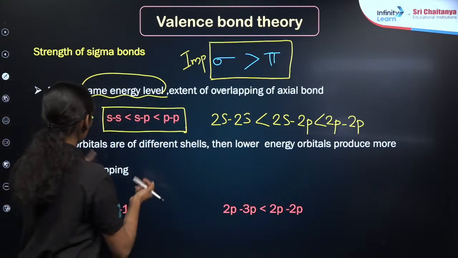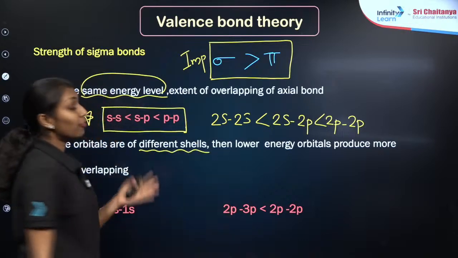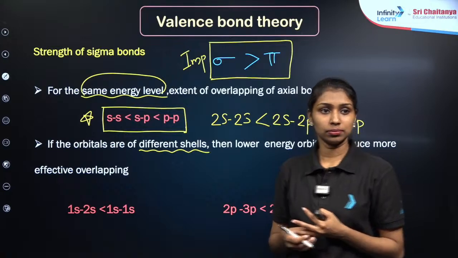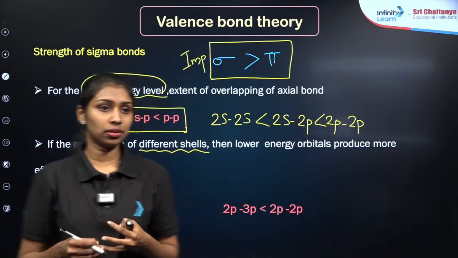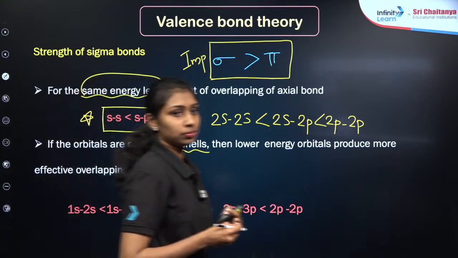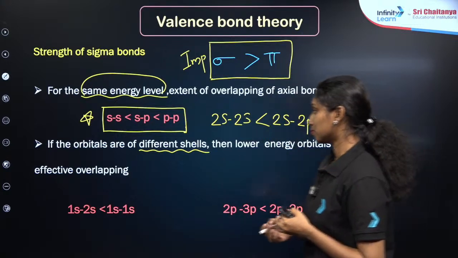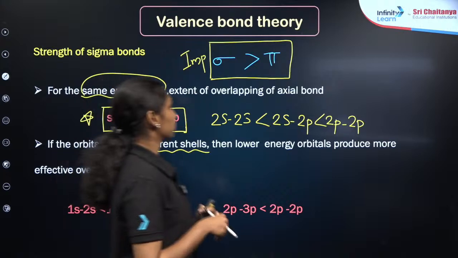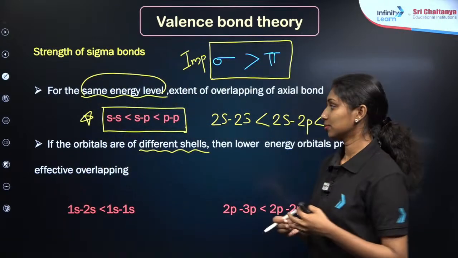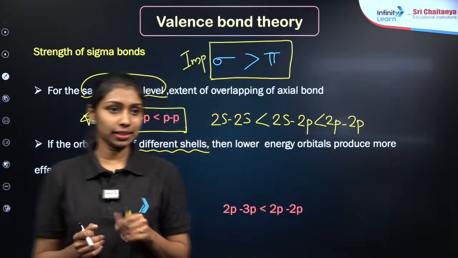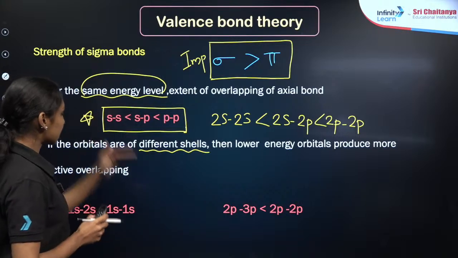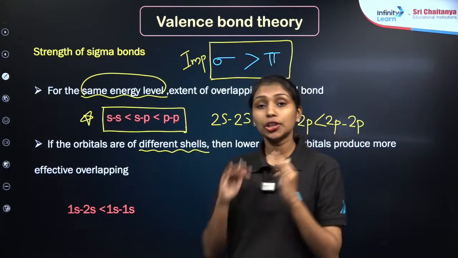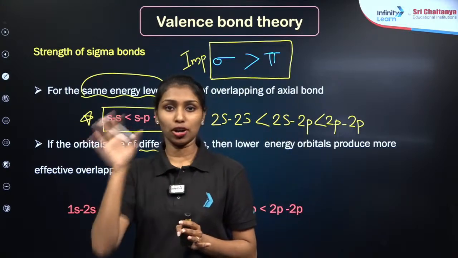Then the next case is if you are considering orbitals in different shells, then what will be their extent of overlapping? Yes, that will be a different case, right? Whenever we are discussing here, we say that sigma bond is stronger than the pi bond due to their extent of overlapping, because they are in head-on overlapping, right? Clear?